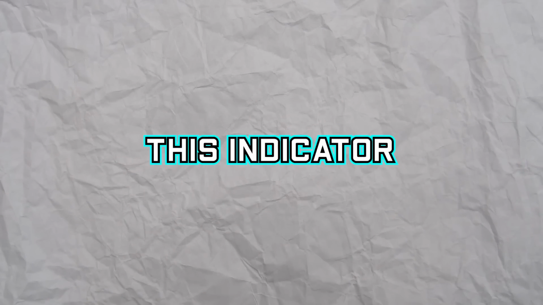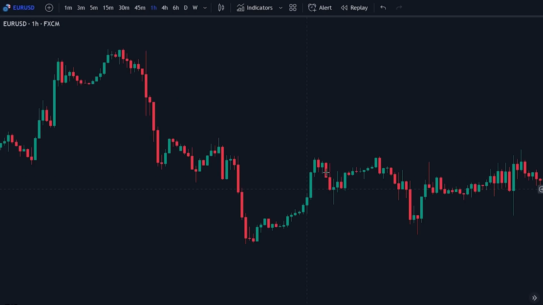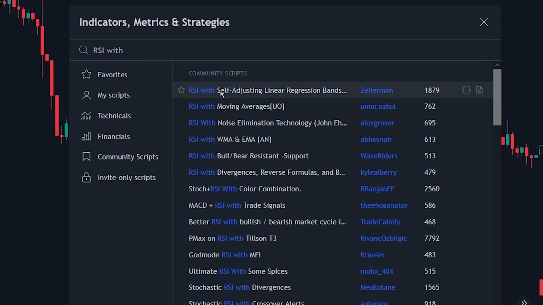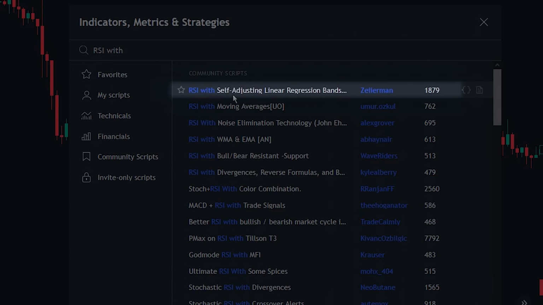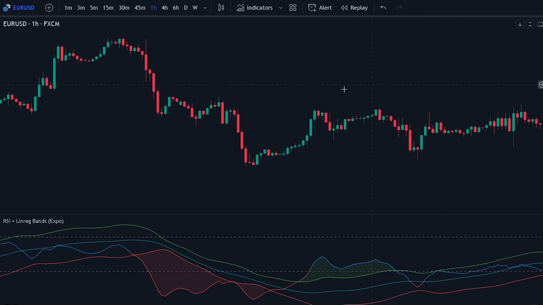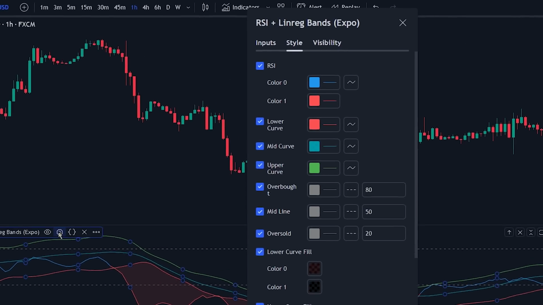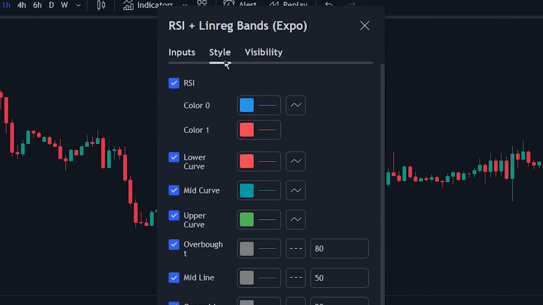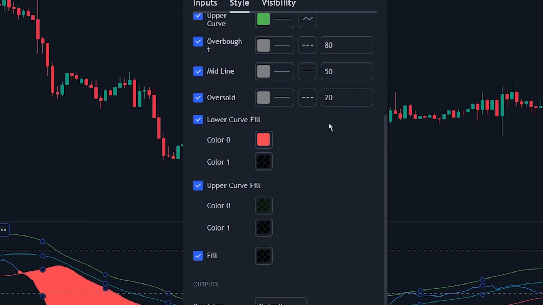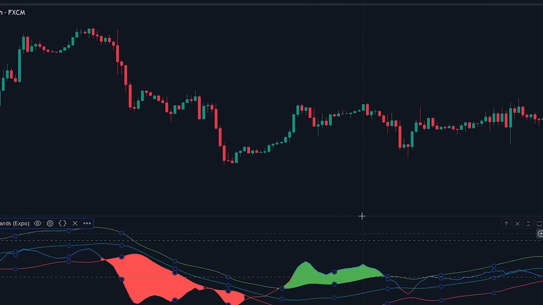Let's first add this indicator to the chart. Head over to the Indicator Search tab and search for the RSI with self-adjusting linear regression bands. Select the indicator made by Zierman and add it to the chart. Let's first change the indicator settings. Head over to the Indicator Settings tab and click on the Style tab. We will be changing the opacity of the oversold and overbought zones. That was all that we needed to do.